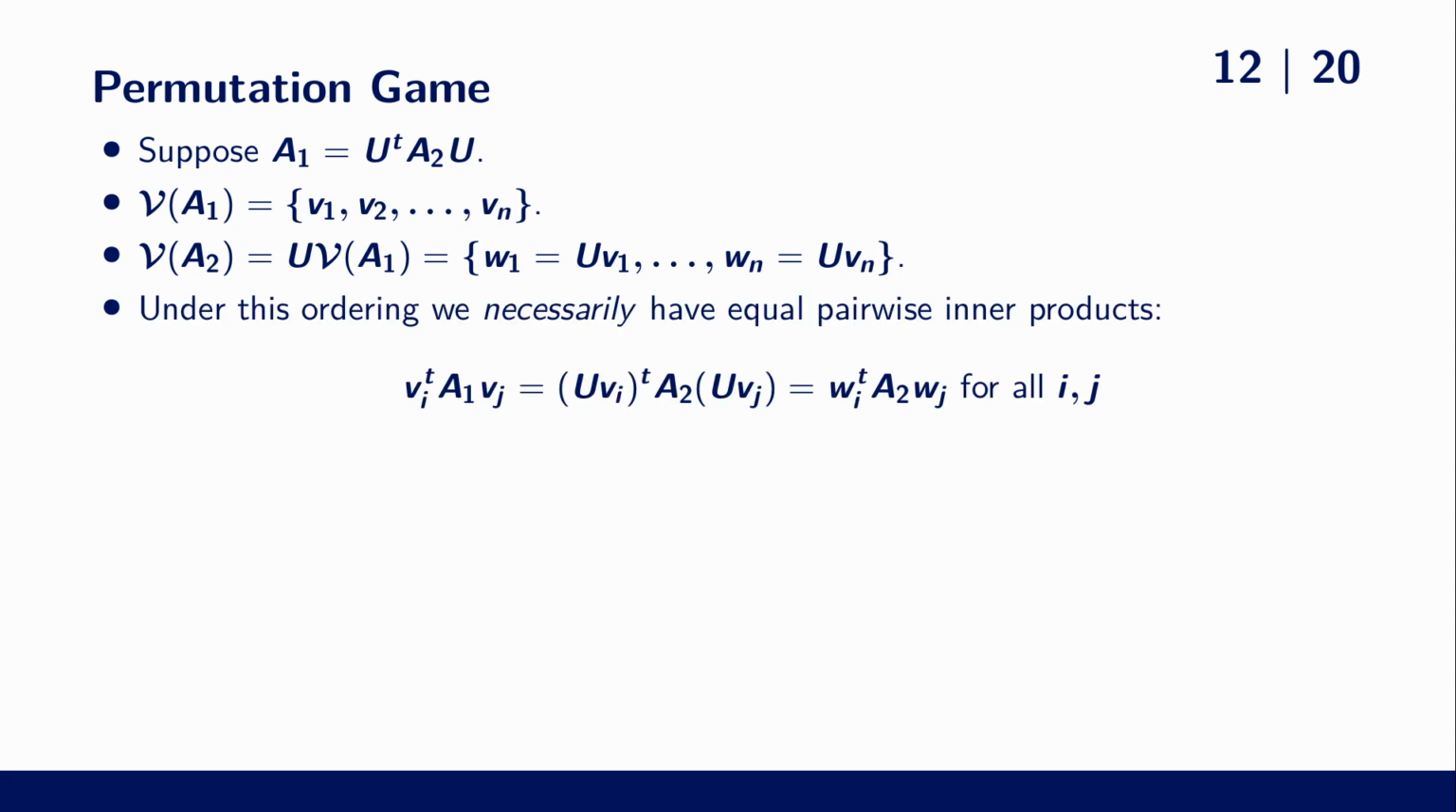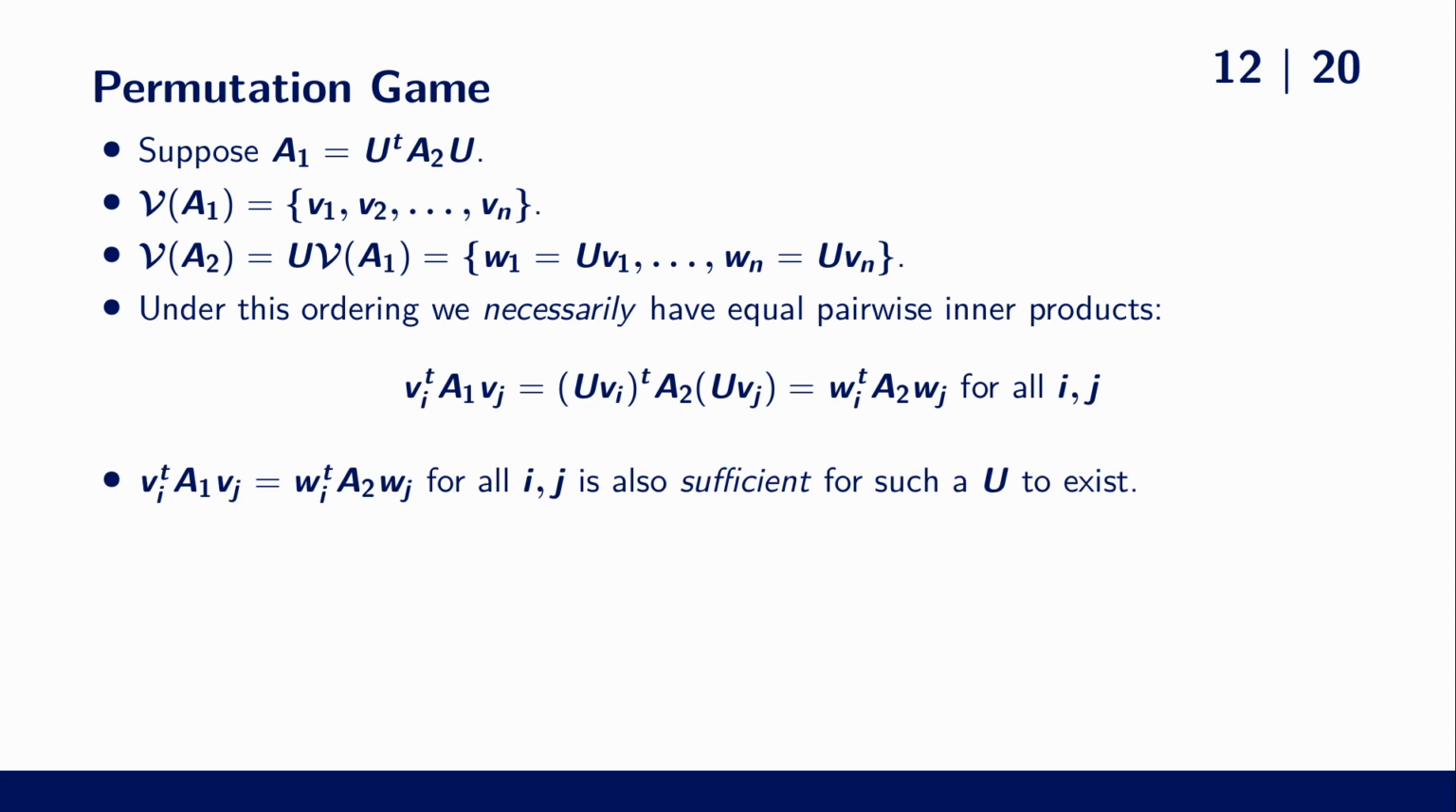Now under this ordering, we necessarily have that all pairwise inner products are the same. So the inner products of the vi, vj with respect to A1 are equal to those of wi, wj with respect to A2. And actually, having this equality for all these i and j is also sufficient for such a U to exist in the first place. But in general, these vector sets don't have this overlapping ordering.